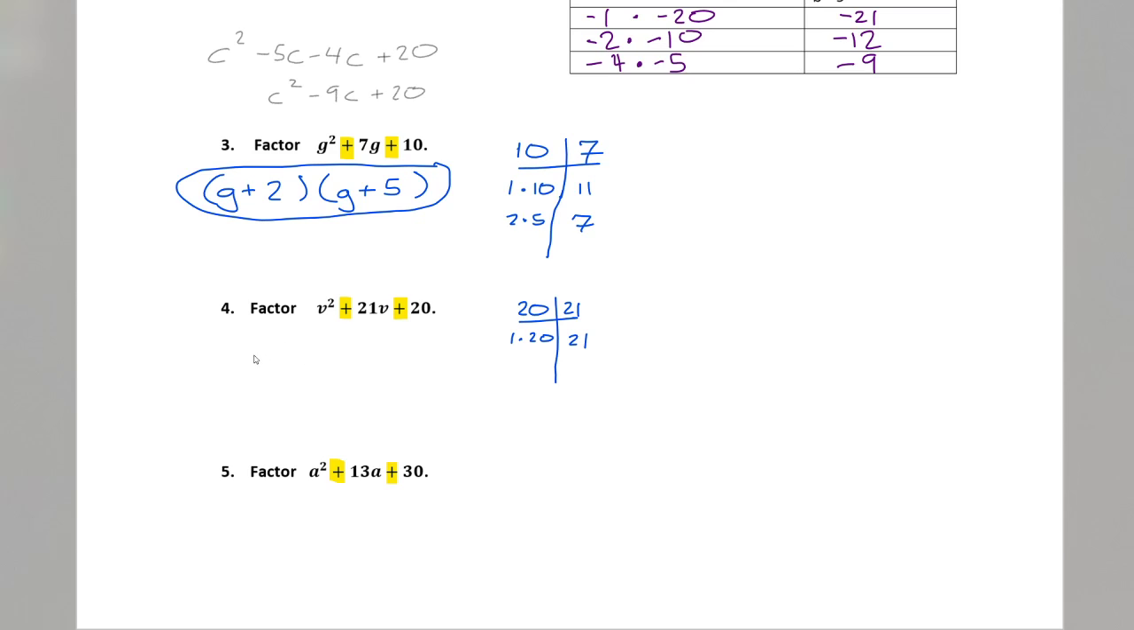They're both positive, so that means then it's going to be v plus 1 or v plus 20 times v plus whatever was left. So if you use 20 first and then 1 over here, or 1 and 20, either of these will work for the same answer.